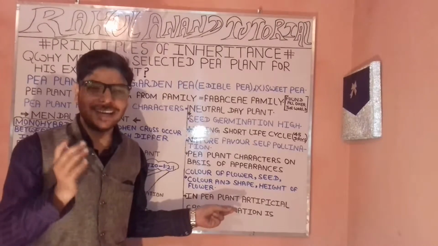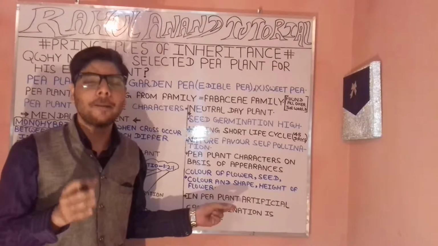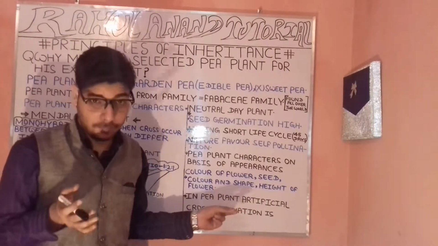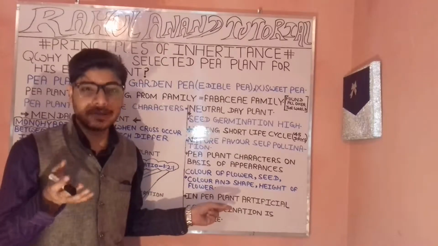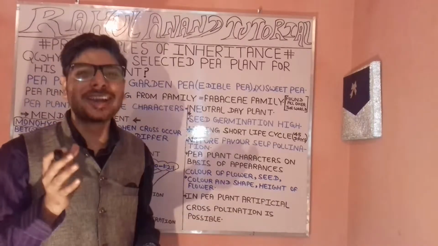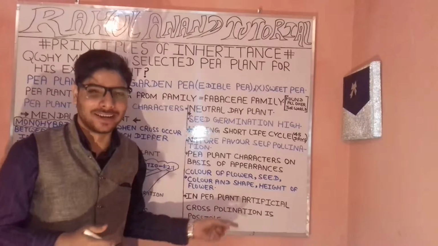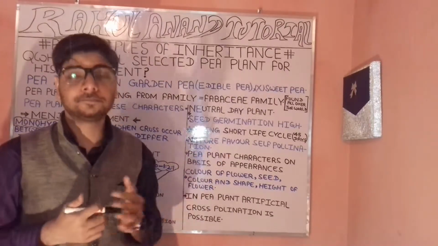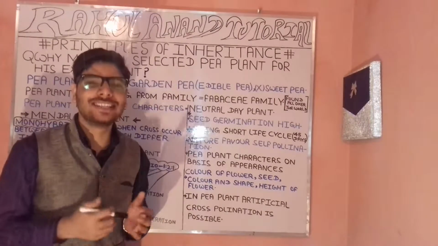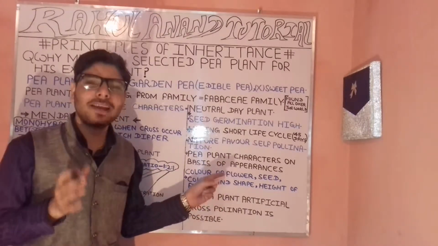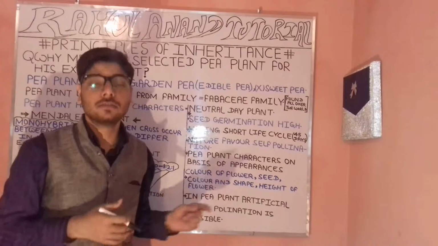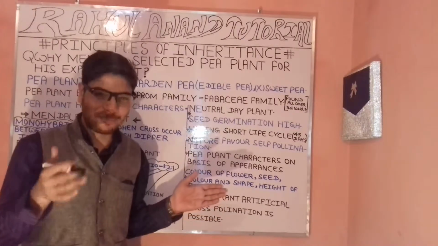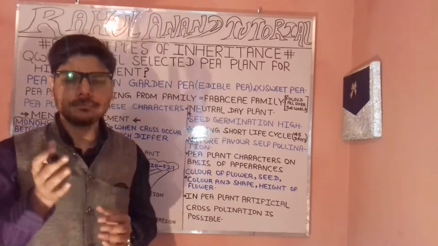The pollination occurs between two different plants, actually between flowers that are localized in two different plants. Now, in these pea plants, nature plays an important role and favors the self-pollination process.